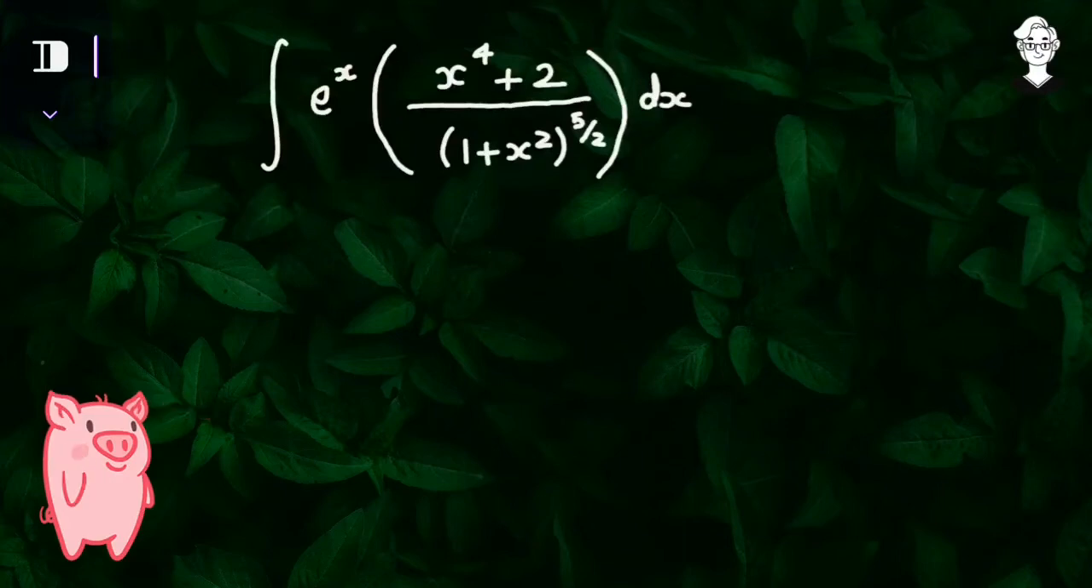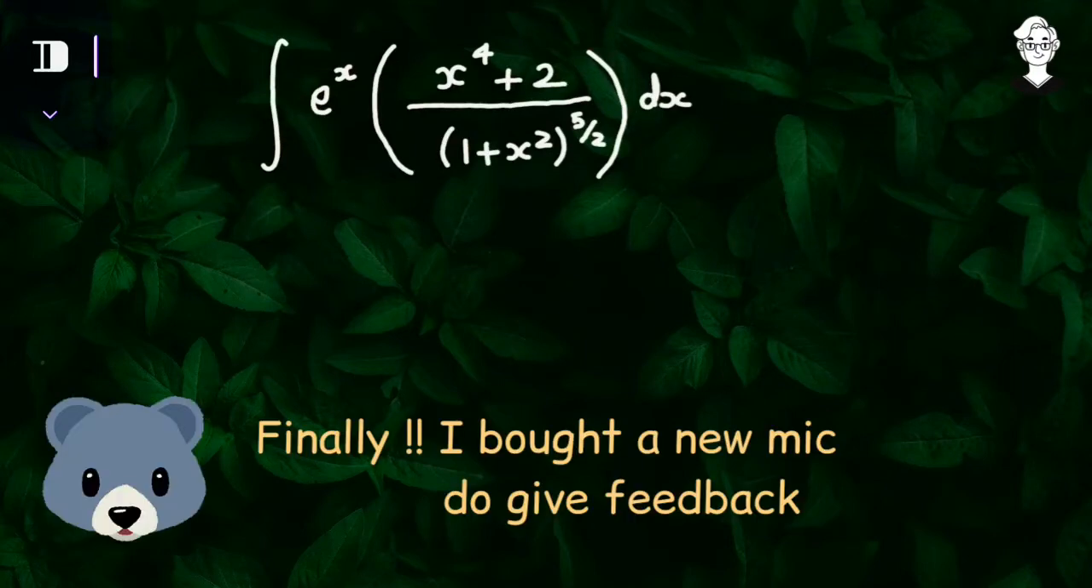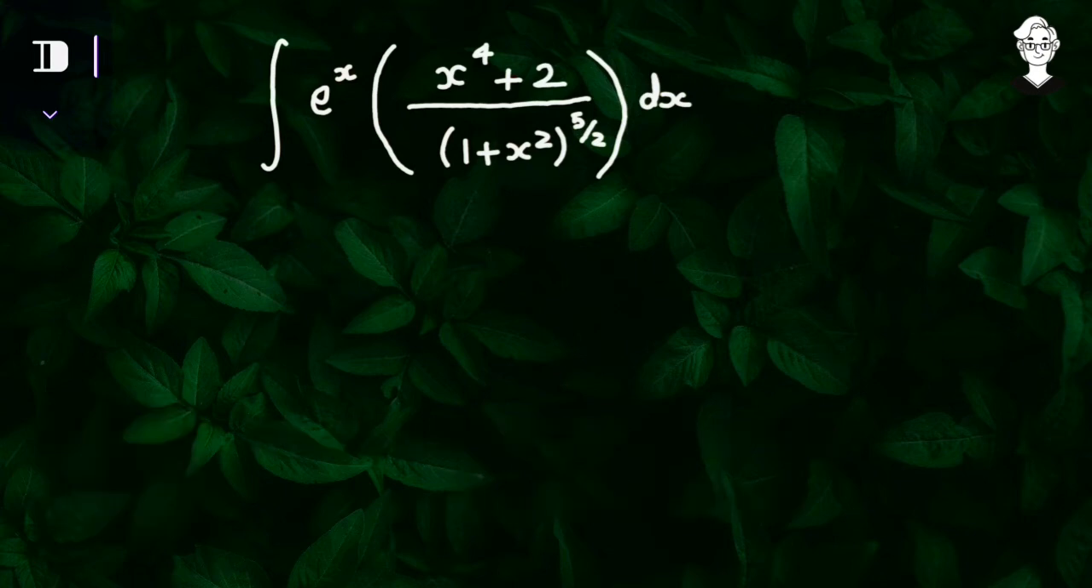So today we have this interesting integration question. The question says that we have to integrate e to the power x multiplied by (x to the power 4 plus 2) divided by (1 plus x squared) to the power 5 by 2. This problem is enough to tell you how logically you have to think while solving an integration. So let us see how we can solve this.